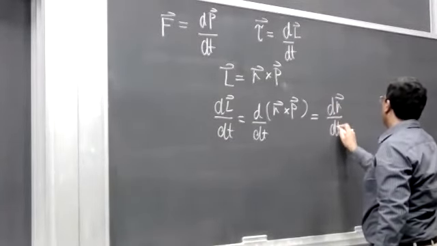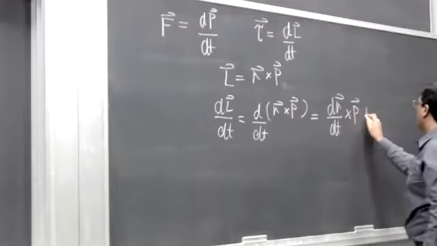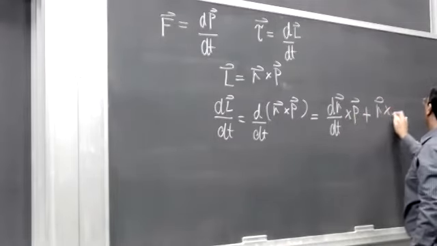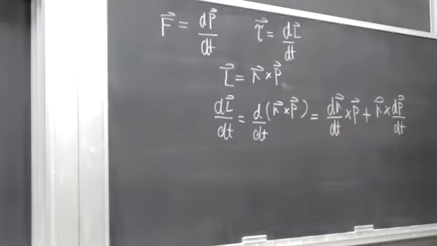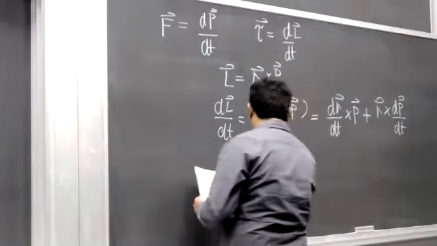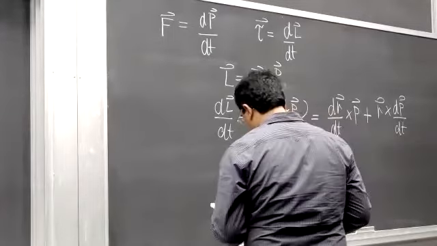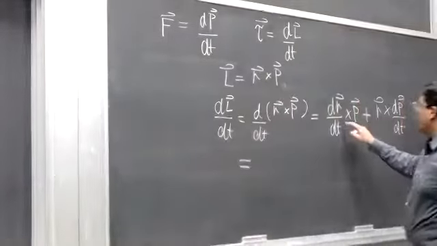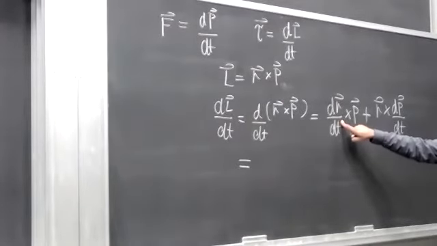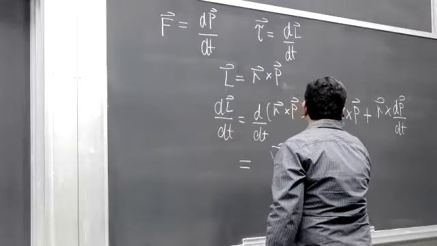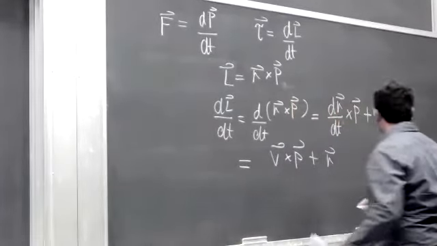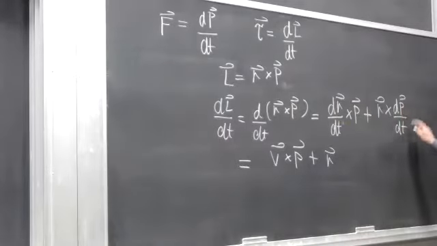dr over dt cross p plus r cross dp over dt. Right? And what is dr over dt? A quantity that you're familiar with? Velocity. So then this becomes v cross p plus r cross, and what is dp by dt? Force.